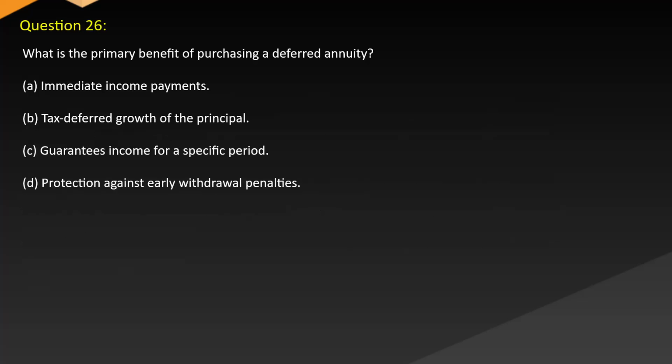Question 26. What is the primary benefit of purchasing a deferred annuity? A. Immediate income payments. B. Tax-deferred growth of the principal. C. Guarantees income for a specific period. D. Protection against early withdrawal penalties.